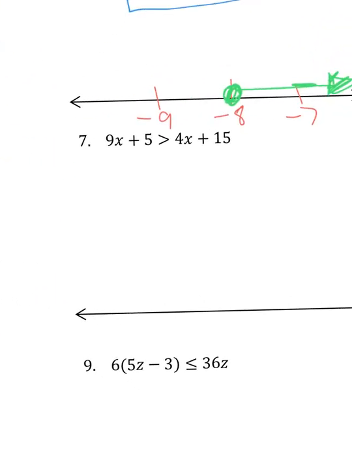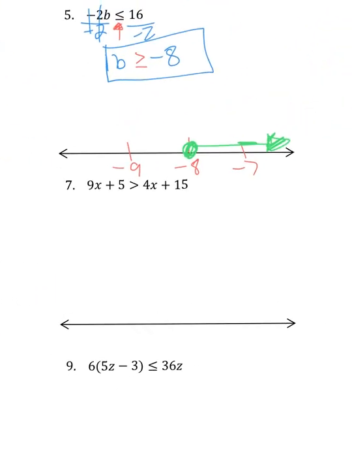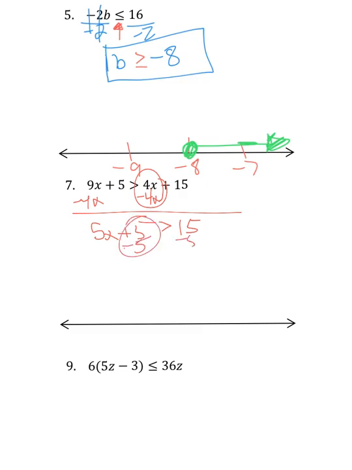There we go. All right, so if I did this next one here, we have subtract 4x, subtract 4x. That's going to give us 5x plus 5 is greater than 15. Minus 5, minus 5. So we're going to have 5x is greater than 10. We're going to divide by 5 here, and we are just going to have x is greater than 2. And I think we're pretty confident with that.